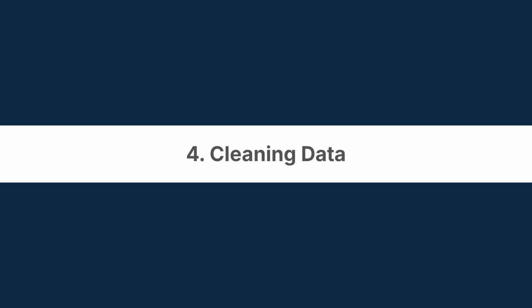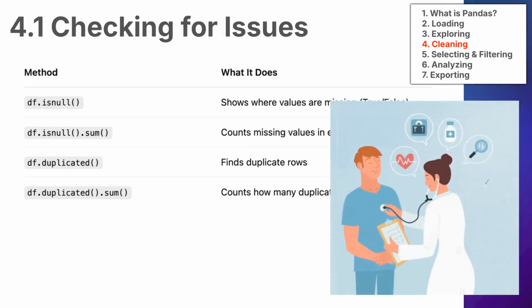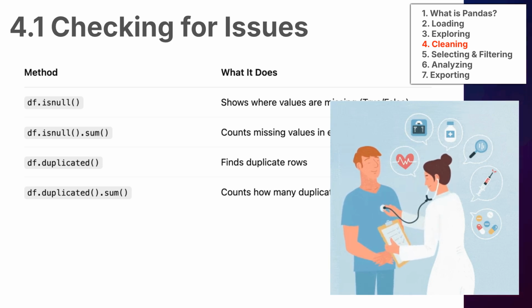Four, cleaning data. We touched on this briefly in the previous section, but let's go into it in more detail in this section. 1. Checking for issues. Think of this step as the health check of your data. Before you clean it, you need to know what's wrong, like checking for missing values or duplicated rows. Let's go through it one by one.